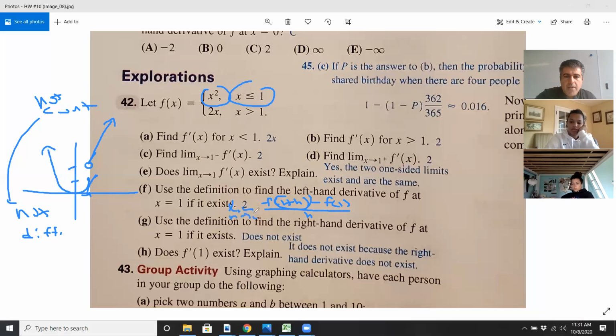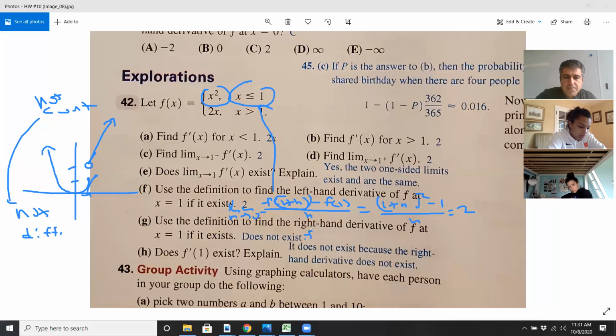If you do that correctly, you have 1 plus h squared minus 1 all over h. If you do it all correctly, you should get 2. Now, if I do the right-hand derivative, you're doing f of 1 plus h. And by the way, this is 0 from the left. So f of 1 plus h still satisfies that inequality because h is a small negative number.